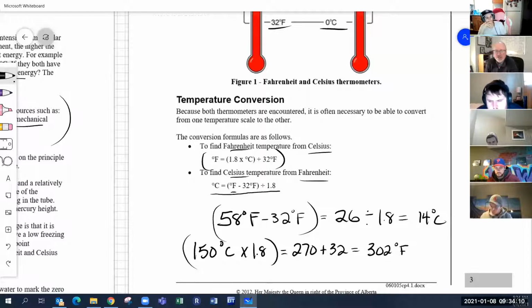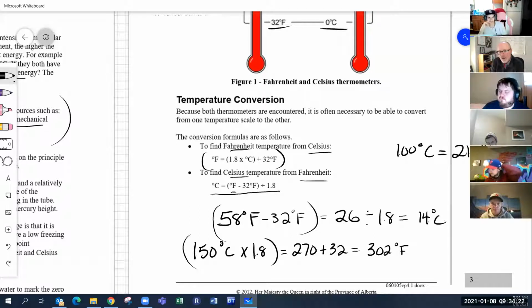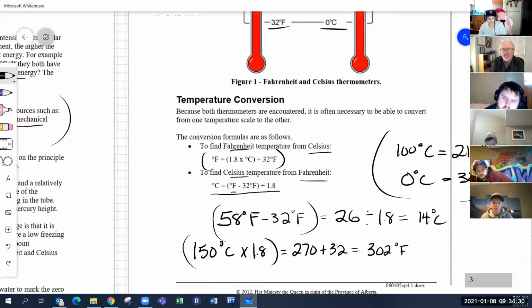So anytime you're doing this, you've got to remember that 100 degrees C is equal to 212 degrees Fahrenheit, or 0 degrees C is equal to 32 degrees Fahrenheit. So you can see by comparison if you're close.